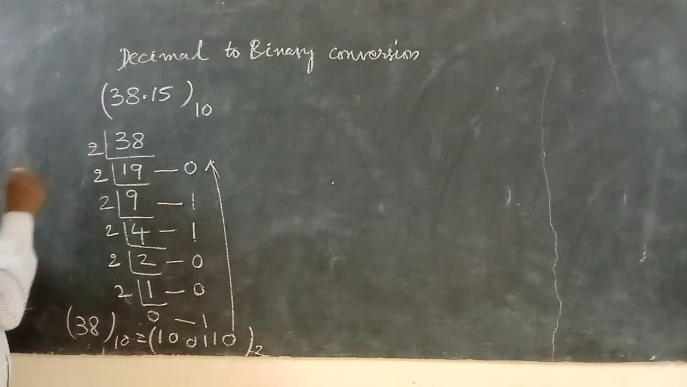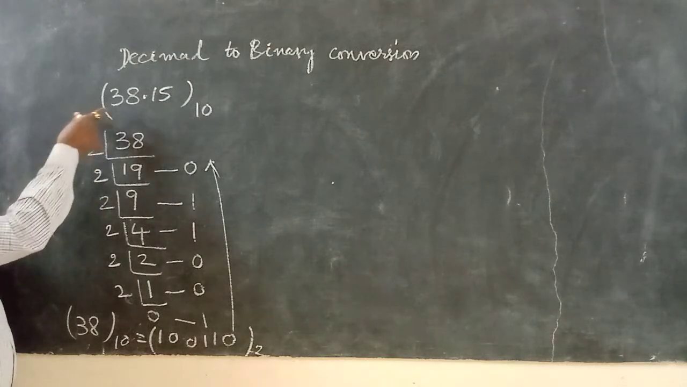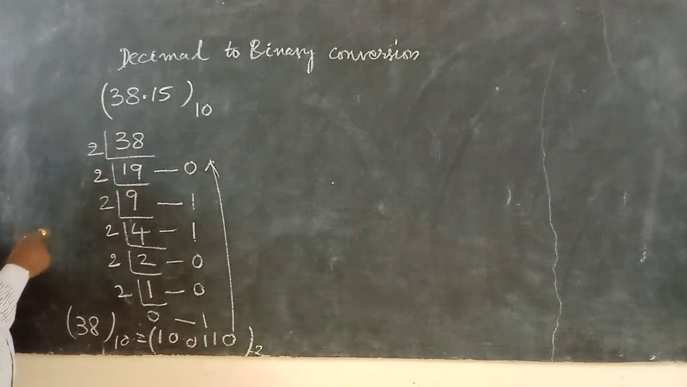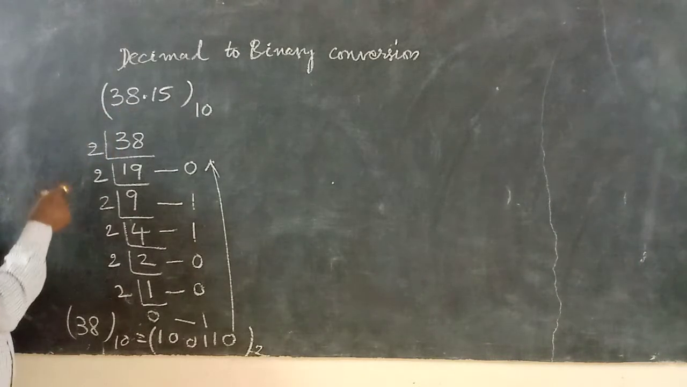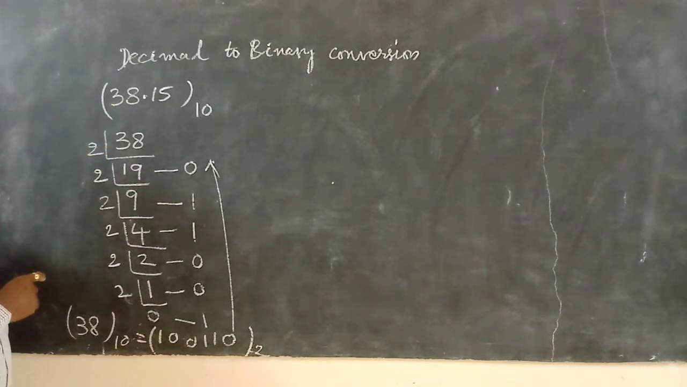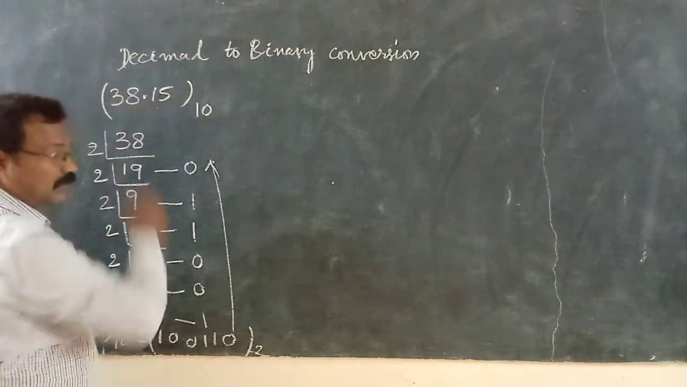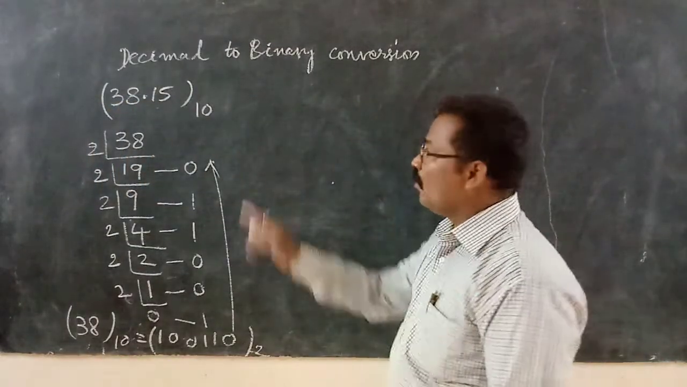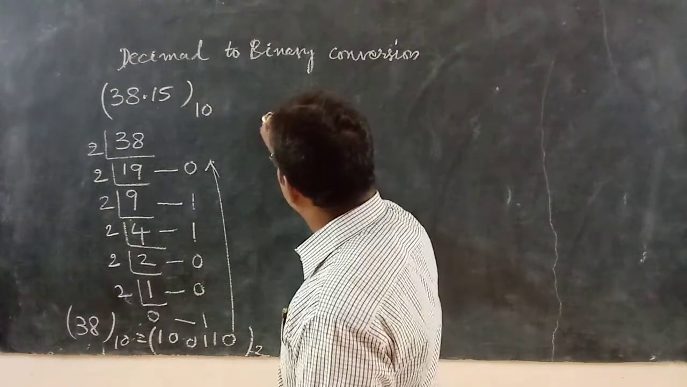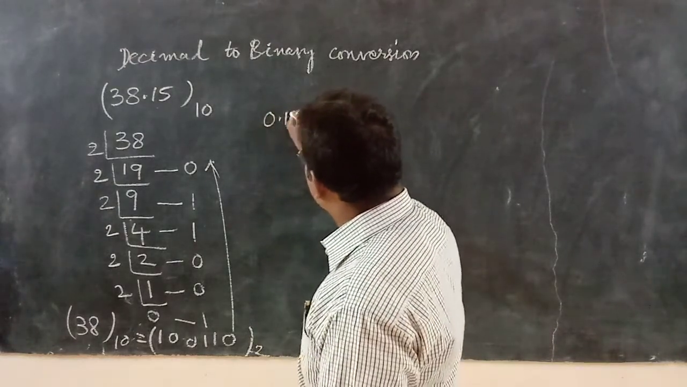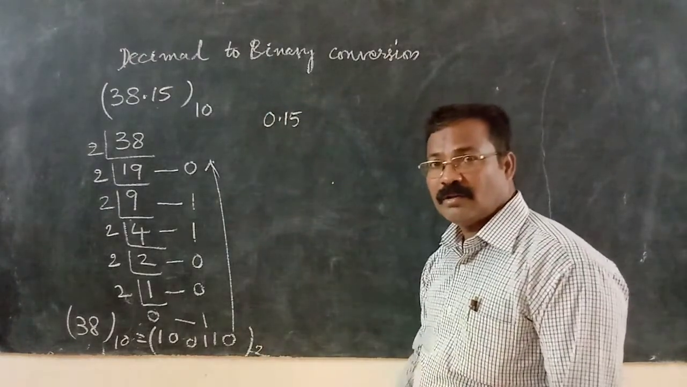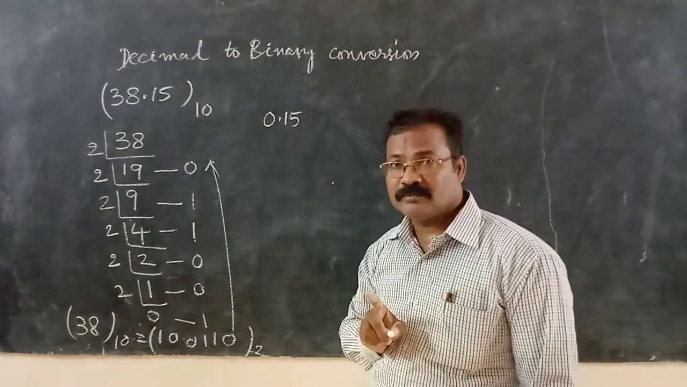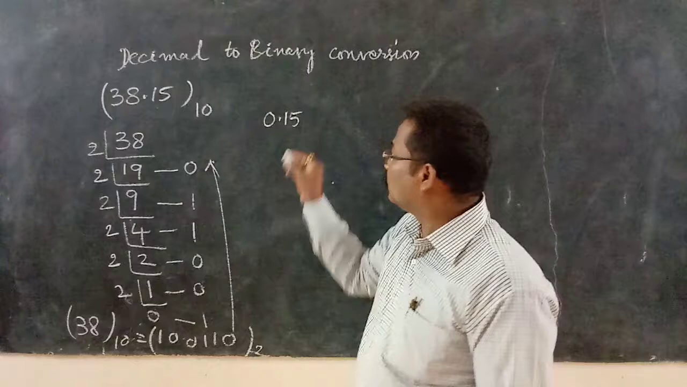That is about the conversion of the integer part of a decimal number into binary. Now we are coming to the fractional part. What is the fractional part here? 0.15 is the fractional part. Whatever the fractional part is, we have to multiply it with 2.